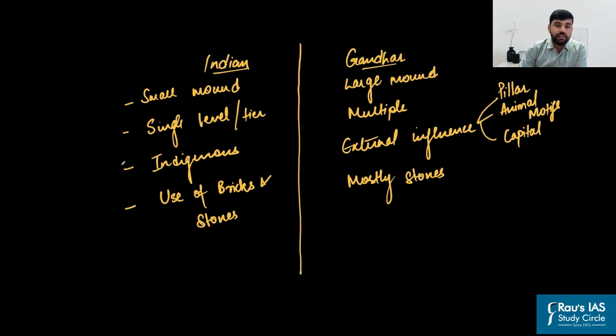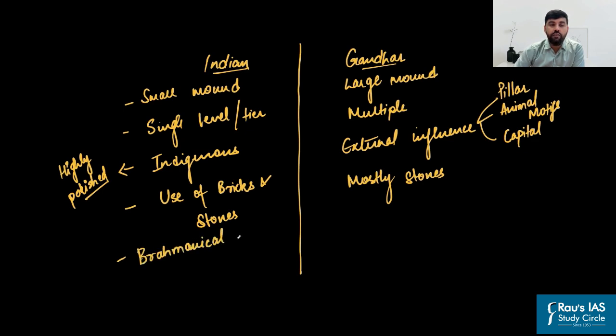Here it is indigenous and highly polished. Highly polished, right? Then here you will have Brahmanical influence, which is absent over here. Now, what do you understand by Brahmanical influence? You will find the relevance of Yaksha and Yakshini.